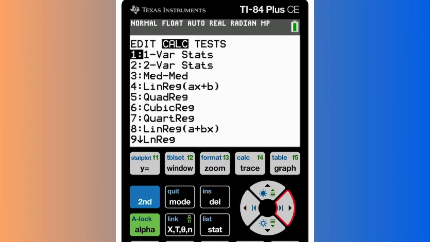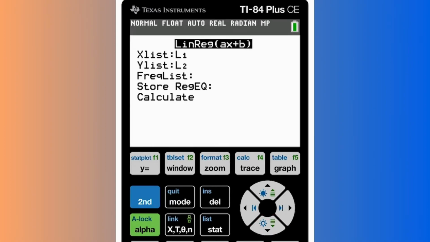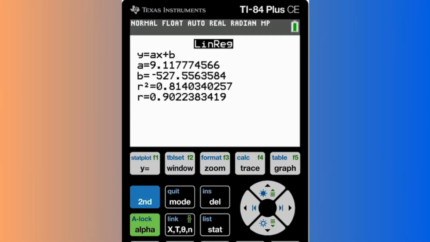But this time we're going to scroll right to where it says calc. And now we're going to scroll down or just hit the number 4 to find our linear regression equation. Once you hit enter, it's going to kind of ask you to confirm. Is your X list the L1s and your Y list the L2s? We're going to confirm that by hitting calculate. And there it is, our linear regression equation in the format y equals ax plus b, where a is our slope and b is our y-intercept, and r is our correlation coefficient.